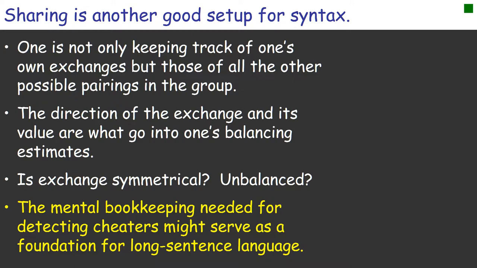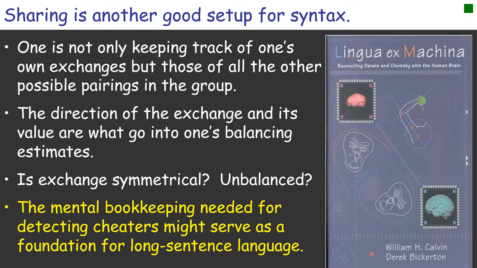Now, this is kind of interesting from the standpoint of language. So once keeping track of all these possible pairings in the group, the direction of the exchange and its value are what go into one's balancing estimates. Is the exchange symmetrical, unbalanced, whatever? But it turns out that this mental bookkeeping method needed for detecting cheaters might also serve as a foundation for long sentence language.